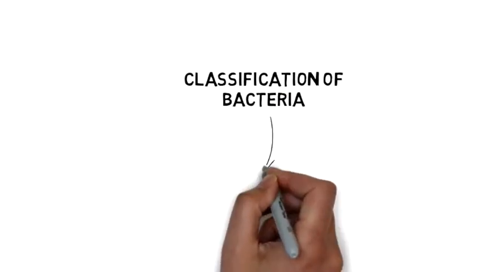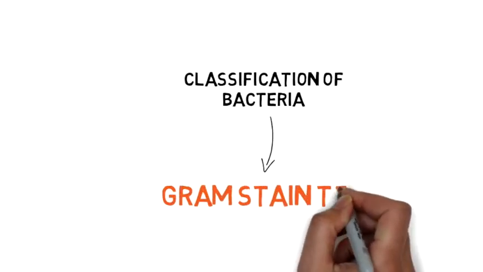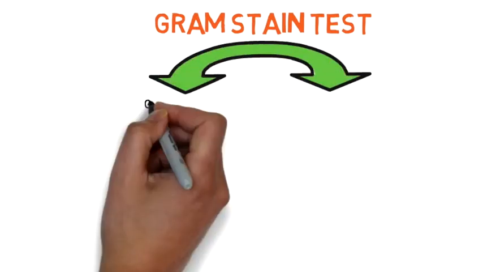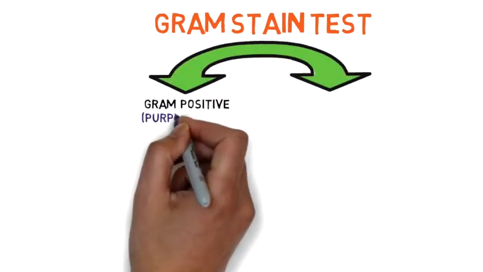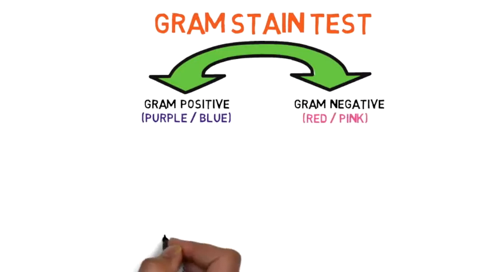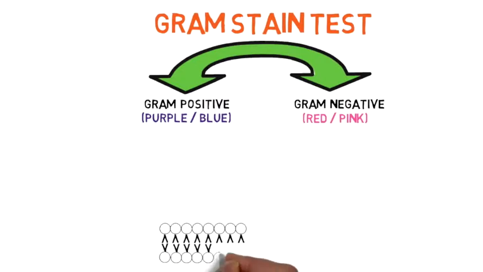Classification of bacteria can be divided into four different features. Particularly, the first one is the gram stain test, in which you can divide bacteria into gram positive, which appears purple or blue under the gram stain test, or gram negative, which appears red or pink. It is very crucial for students to be able to draw the structure of the cell wall of the gram positive bacteria as well as the gram negative bacteria.